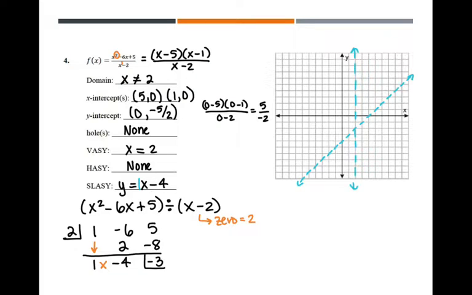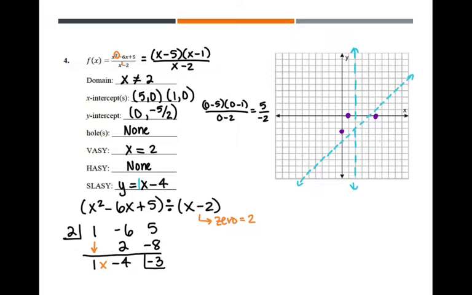Okay, let's go ahead and plot our points and see if we can sketch the rest of this graph. So I have x-intercepts at (5, 0) and (1, 0). So 1, 2, 3, 4, 5. So here is one x-intercept. Here's my other x-intercept. I also have a y-intercept at (0, negative 5 halves). So negative 5 halves as a decimal is negative 2.5. So that puts our y-intercept right here.